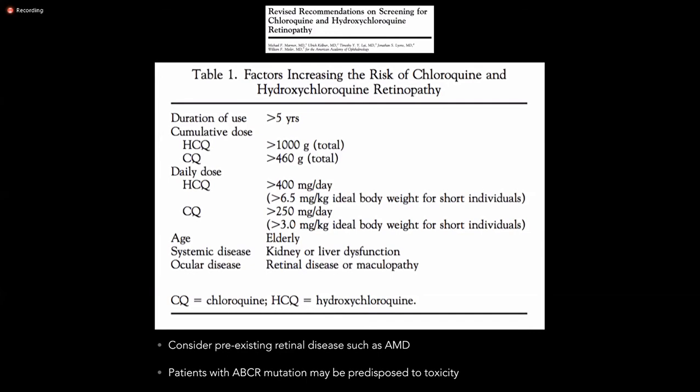It's always important to consider pre-existing retinal disease, such as macular degeneration. I always tell patients who have AMD who are taking Plaquenil that not only may the AMD perhaps increase the risk of developing Plaquenil toxicity, but it also makes it more difficult to diagnose. So take care and have caution with patients who are using these drugs with coexistent retinal disease. Patients who have an ABCA4 mutation may also be predisposed to these toxic effects.